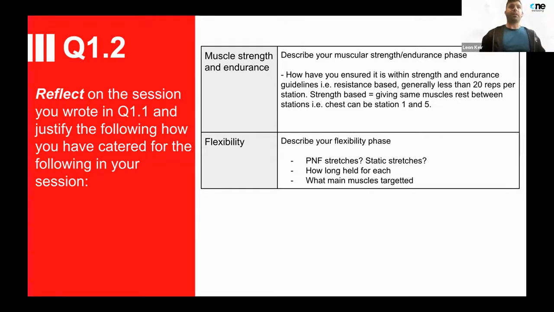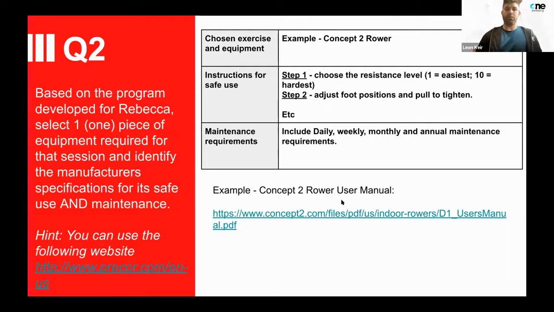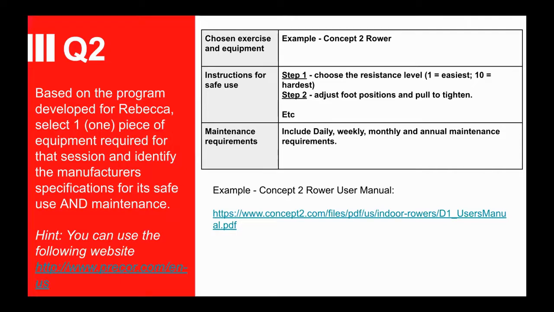All right. Exercise number 3, it says, based on the program you wrote for Rebecca, select one piece of equipment that you can use to fill out these things. So we're just going to use the rower, and the example is actually in the slides. I'm happy for you to just copy it straight from the slides because you have used a rower in your session. So the exercise equipment that we've chosen is a Concept 2 rower. Okay. All right, instructions for safe use.